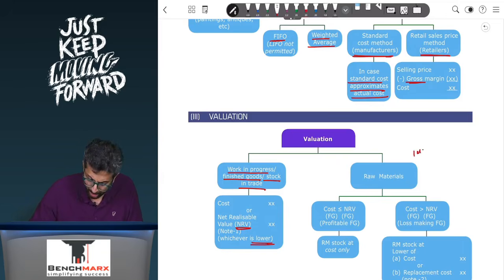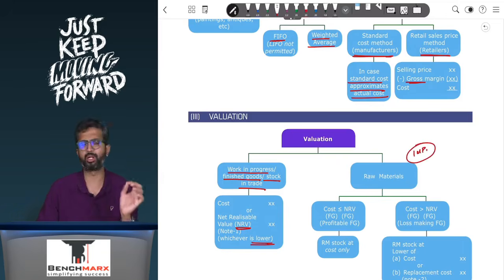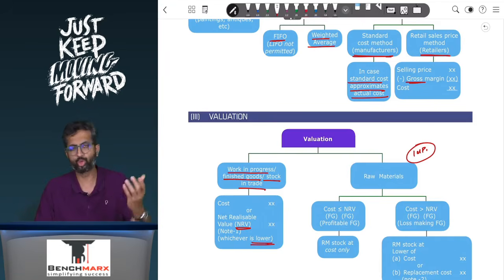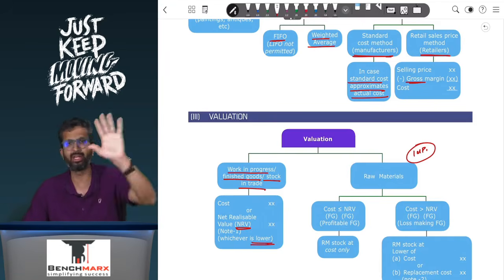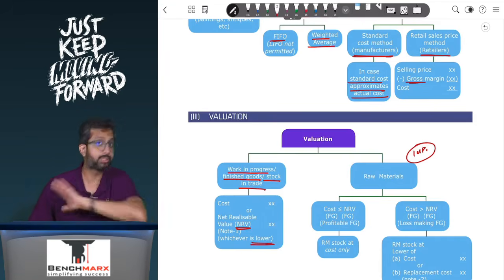Now, the important part over here is the raw materials inventory. Someone will say raw materials inventory will still be measured at cost or NRV, whichever is lower. AS2 says no. Why? Because finished goods, and maybe WIP once I complete it, are held for the purpose of sale. Raw materials are not held for the purpose of sale.